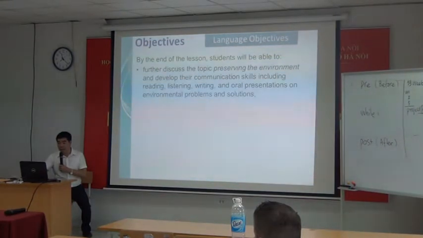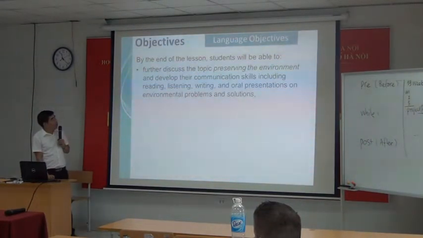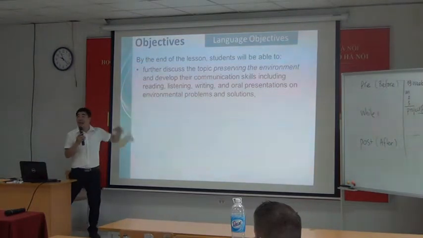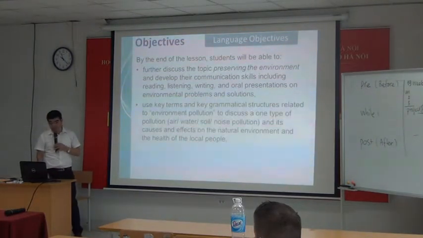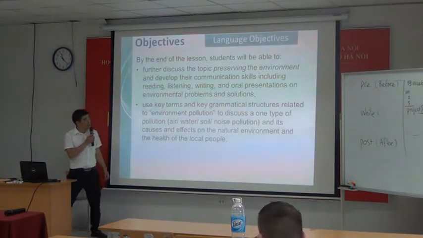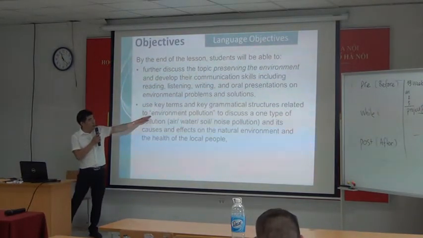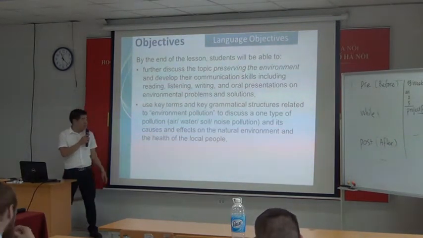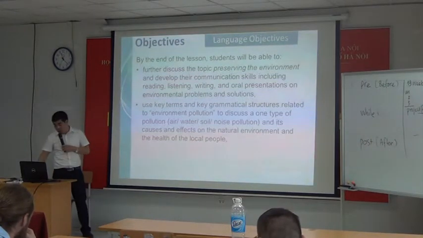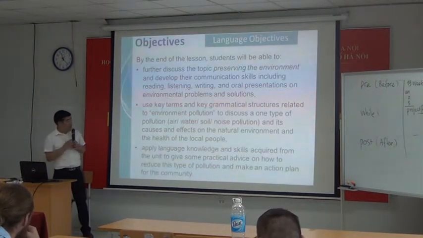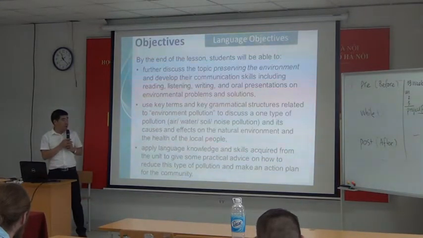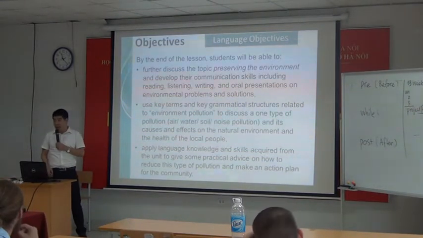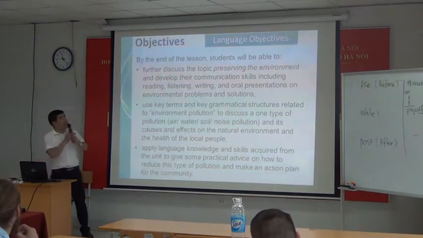My lesson plan. Okay, students will be able to further discuss the topic, preserve the environment, and develop their communication skills, and so on, because this is the last activity. The second one: use the key terms and key grammatical structures related to environmental pollution to discuss one type of pollution, its cause and effect on the natural environment, and help the local people. And the last one, they apply the language knowledge and skills required from the unit, and they give practical advice to the audience. The language objective.